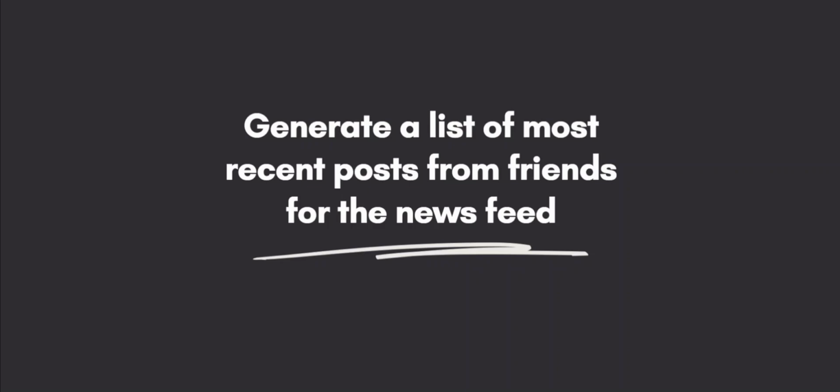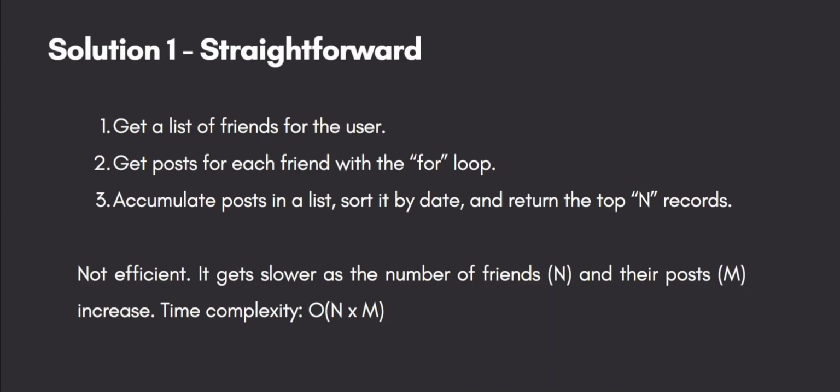Let us take a scenario where you want to generate a list of most recent posts from friends for the news feed in a social networking application. In a tabular database, you might maintain the friends and posts information in two separate tables and connect them with foreign keys. Firstly, you would get a list of friends for the logged in user, then get posts for each friend within the for loop. Lastly, accumulate all posts in a list sorted by date and return the top n records.